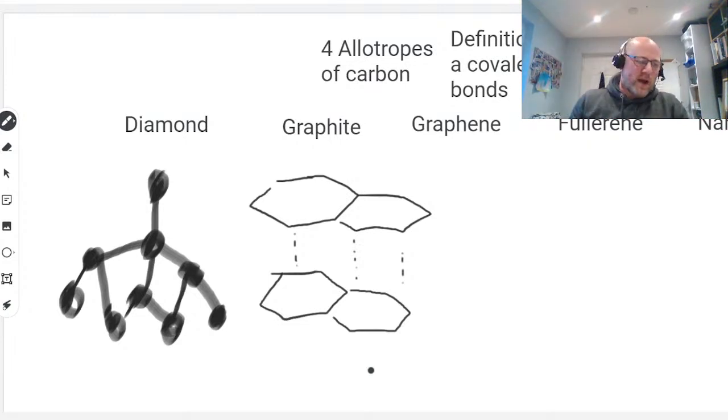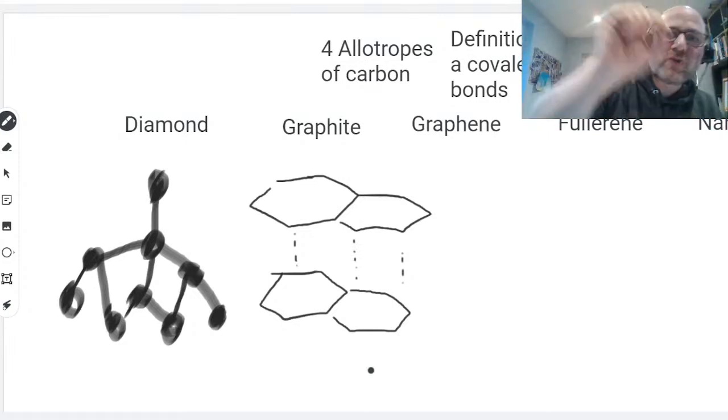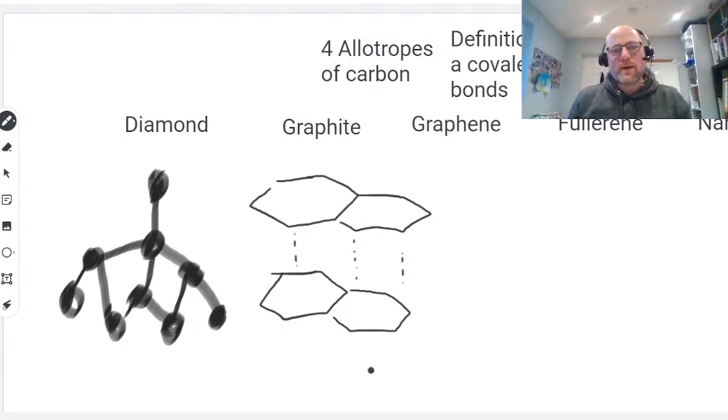If you're asked why graphite is soft, does anyone know why graphite is soft? And why, when you scribble with a pencil, it comes off on the paper? Why does the graphite come off on the paper? And why is it a lubricant? Anyone know why graphite's soft?